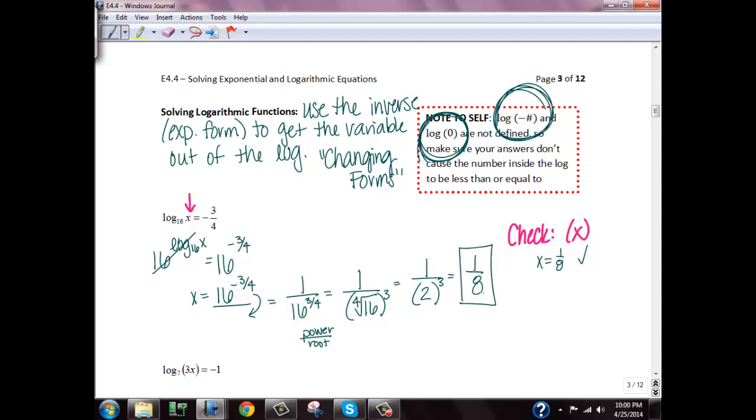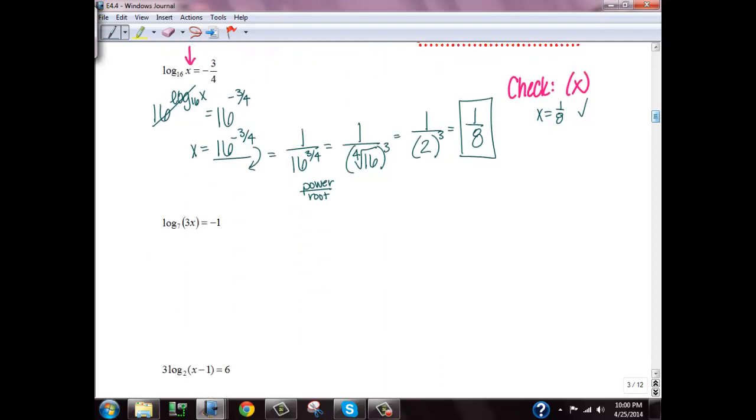Okay, let's look at another one. Looking at another one, notice again my unknown is inside the log, so we have to make sure at the end that the inside numbers of my log stay positive, not 0, not negative. So I'm going to go ahead and get rid of log base 7 by using exponential base 7 and moving my equation up into the exponent. So 7 raised to the log base 7 of 3x equals 7 to the negative 1.